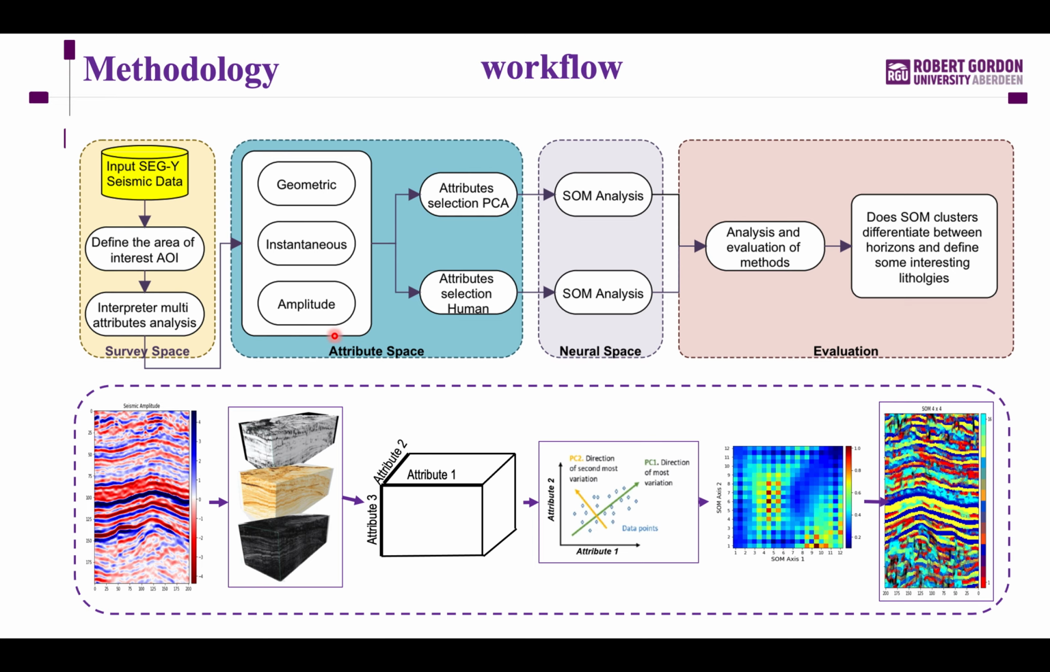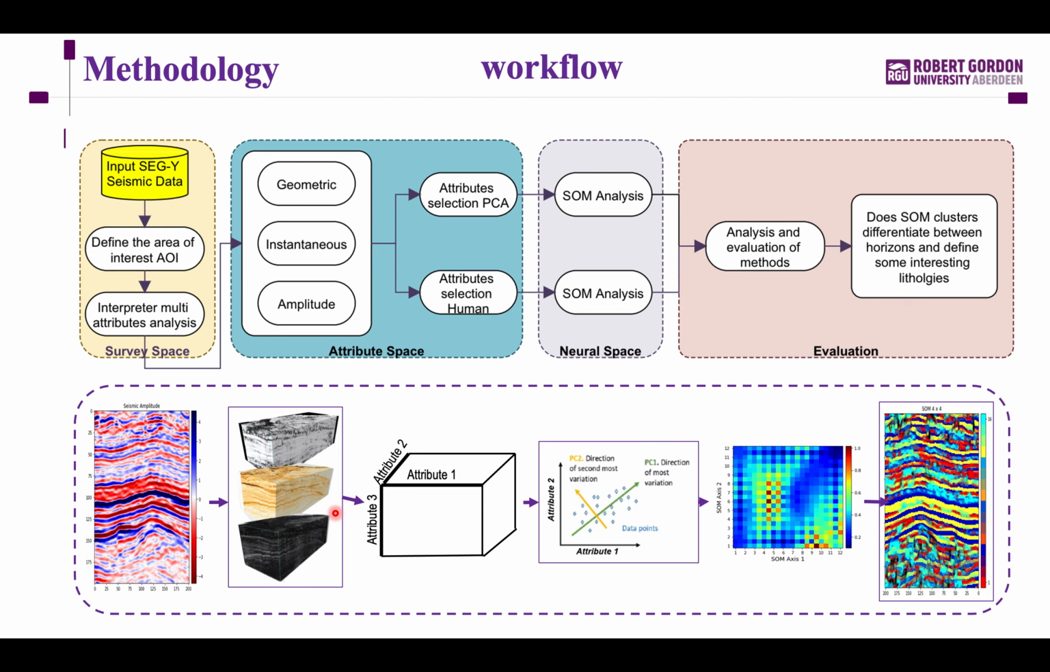This workflow works in different spaces, starting with survey space, which is the original space of the data. After that, when we move to attributes and concatenate all attributes in one volume, we have attribute space. After that, we feed these attributes to the SOM, which is a neural network. We move to a neural space.